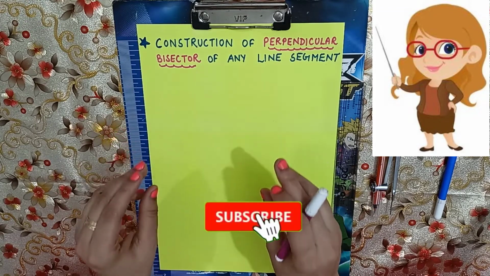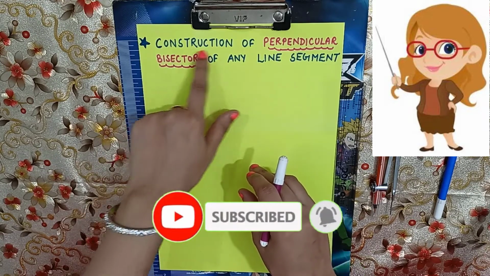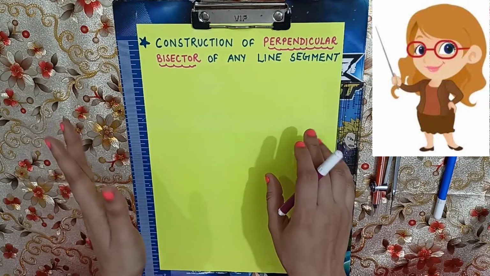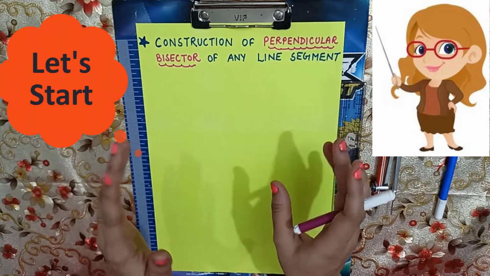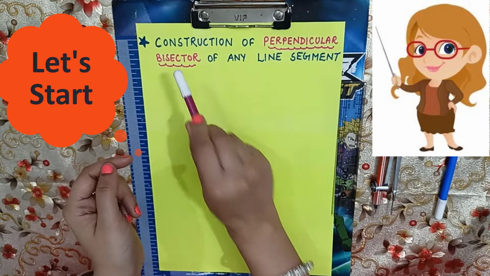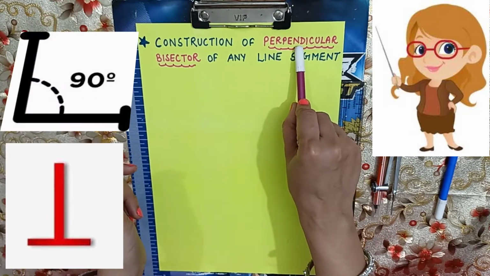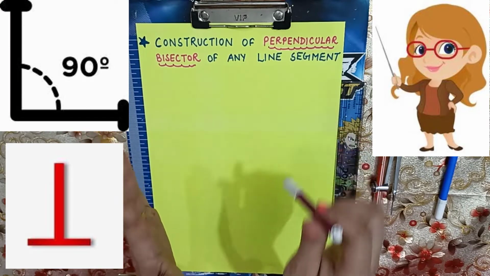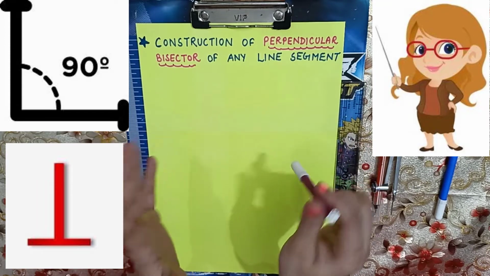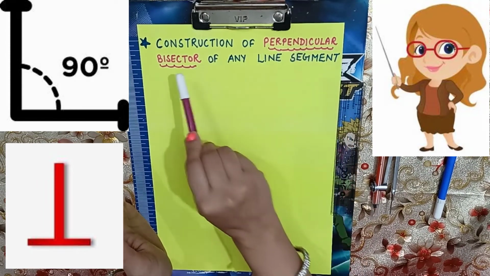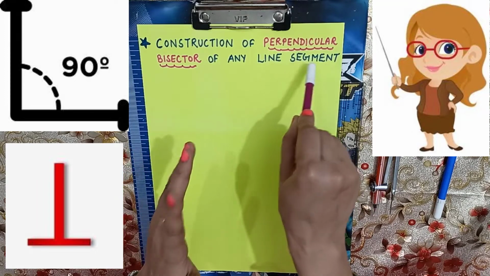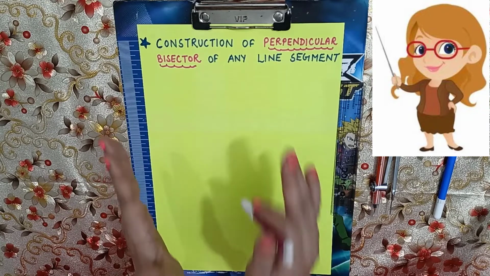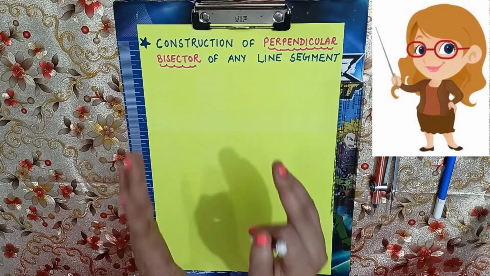In today's video, we are going to learn how to construct a perpendicular bisector of any line segment. Okay, so let's first learn the meaning of perpendicular bisector. Perpendicular means 90 degree and bisector means a line which divides a given line segment in two equal parts. This means the perpendicular bisector of any line segment will divide the given line segment in two equal parts, plus it will make an angle of 90 degree.